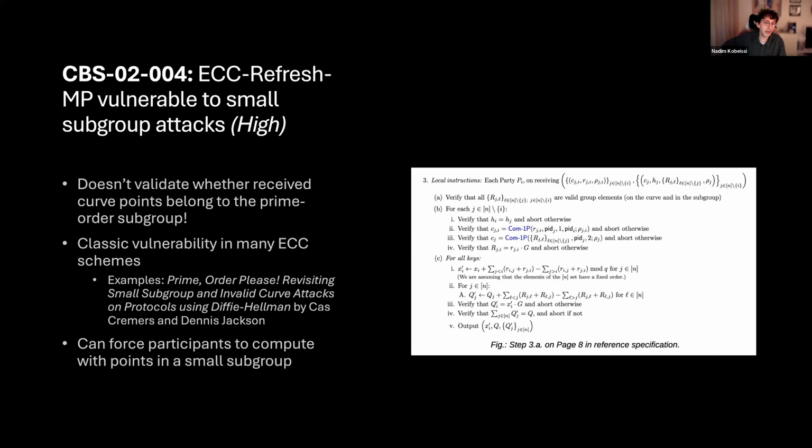Anyway, there's this great paper by Cas Cremers and Dennis Jackson called Prime Order, Please: Revisiting Small Subgroup and Invalid Curve Attacks on Protocols. Awesome paper by some of my favorite academics in the field. And they go over this vulnerability in detail in many easy to understand, well-written, well-presented practical scenarios. And so if you're interested, you should read up on that. They also find an interesting attack in a system called Secure Scuttlebutt. But basically what this vulnerability means is that you can force participants to compute points in a small subgroup.